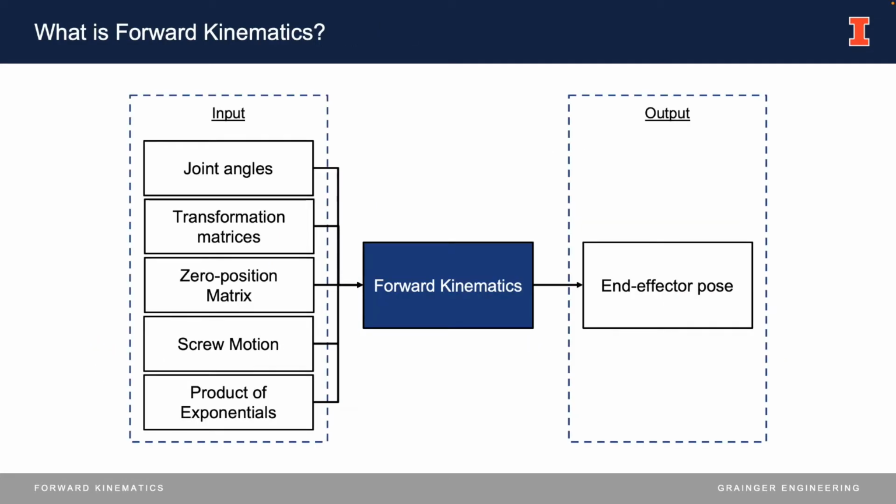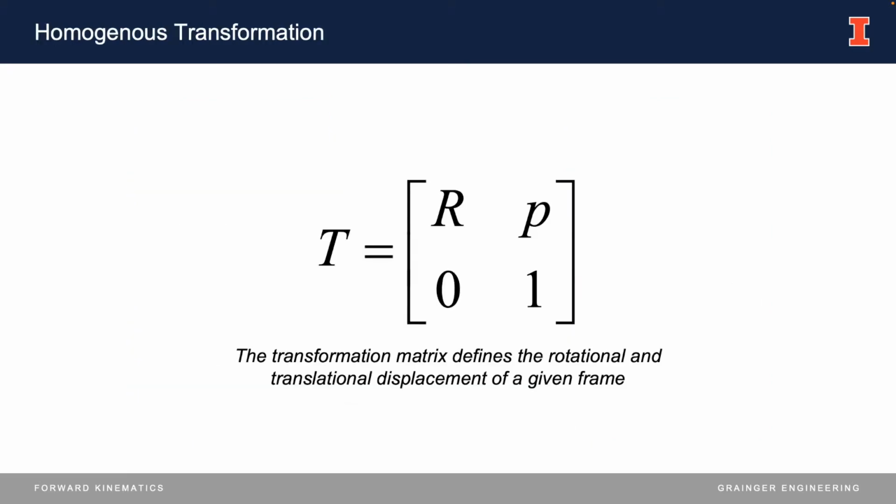What is forward kinematics? Forward kinematics is an easy way to get the position of the end effector tool in the world coordinates. Given joint angles and concepts like transformation matrices, the zero position matrix, screw motion, and the product of exponentials, the equations for forward kinematics can be derived. This allows us to obtain the end effector pose in the space frame for a set of given joint angles.